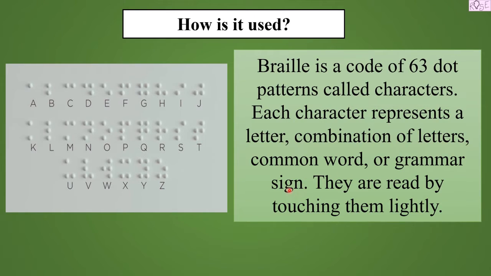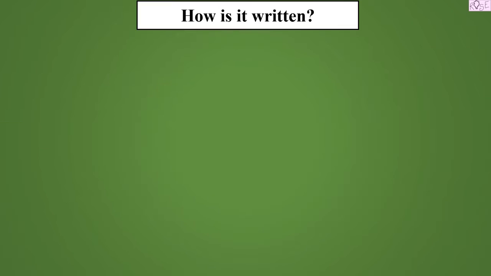So each character represents different things. It can represent a letter, for example in this picture we can see, or it can represent a combination of letters. It can represent any grammar sign as well, for example comma or full stop. They are read by touching them lightly. So we can see that the paper is a little coarse from the dots, right? So whenever the blind person touches it, they can feel each character and then they can read it very easily.